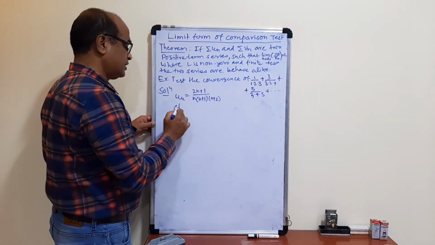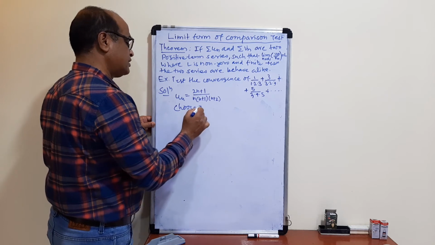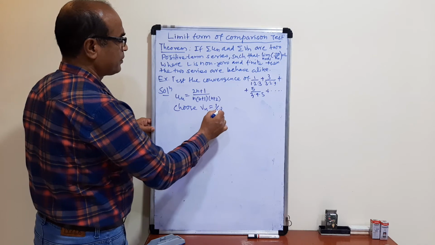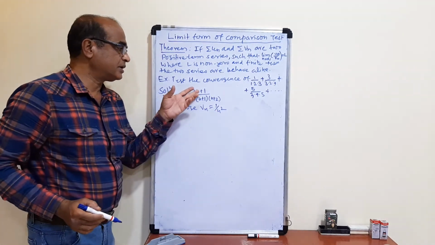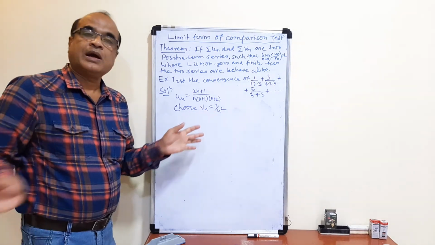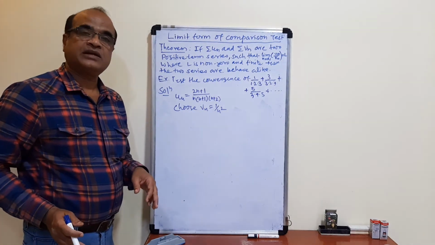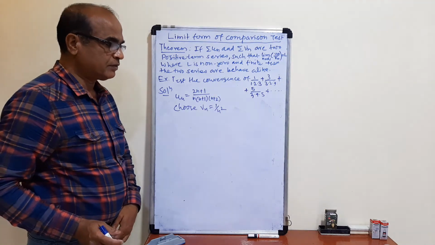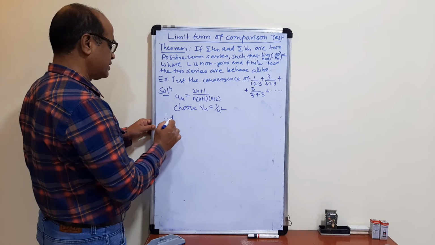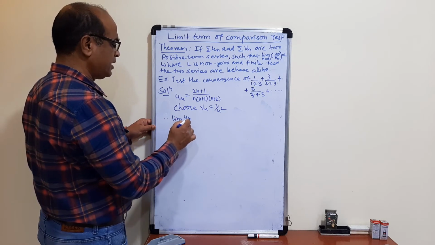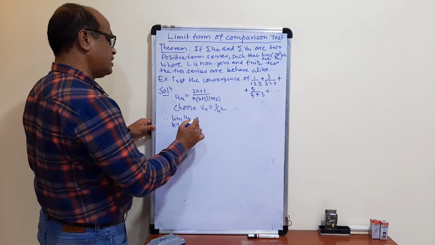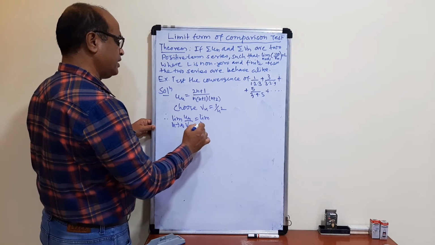Let us choose another series for comparison: Vn is equal to 1 upon n square. So this is the given series, and we take another series for the comparison, whose nth term Vn is 1 upon n square. Therefore the limit of un upon Vn as n tends to infinity is equal to the limit as n tends to infinity.